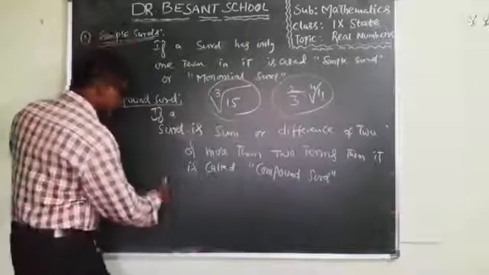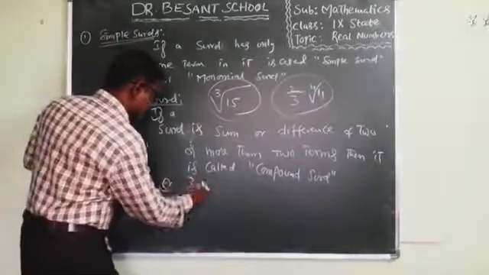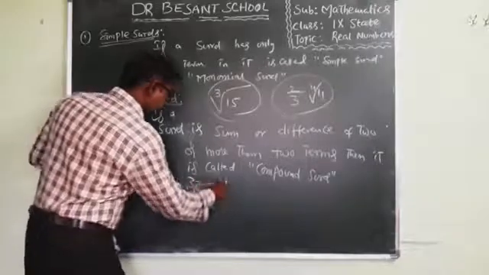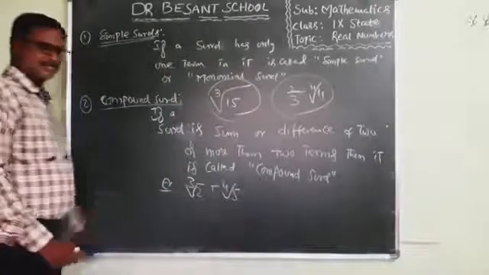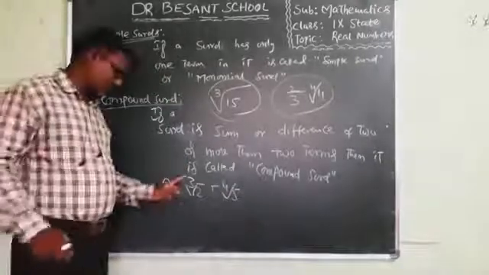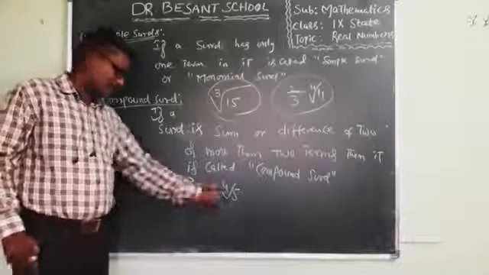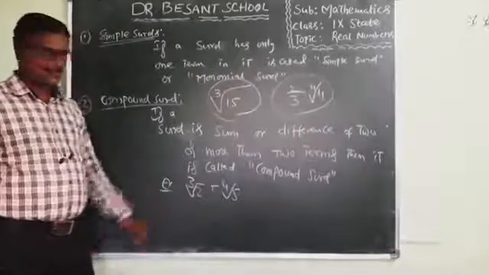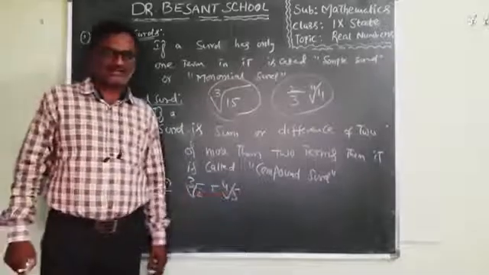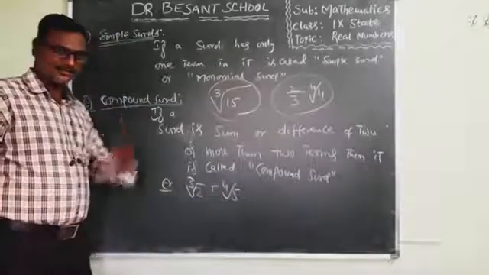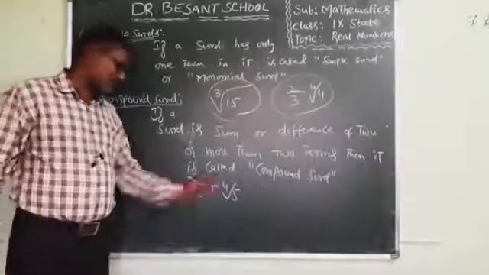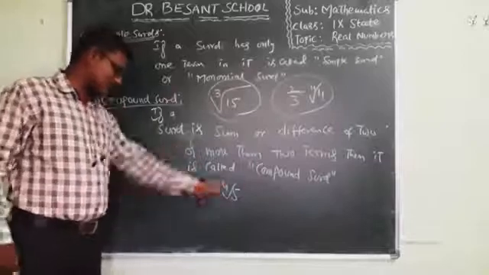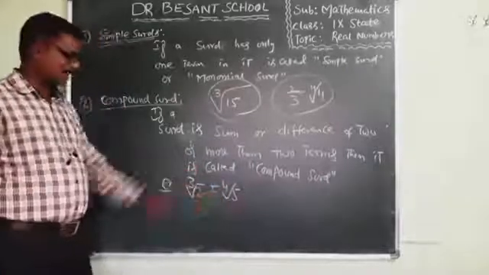Let me write an example. See, this is cube root 2 plus 4th root 5. It has how many surds? Two surds. Cube root 2 is one surd, 4th root 5 is another surd. This is the sum of two surds. So it is a compound surd.